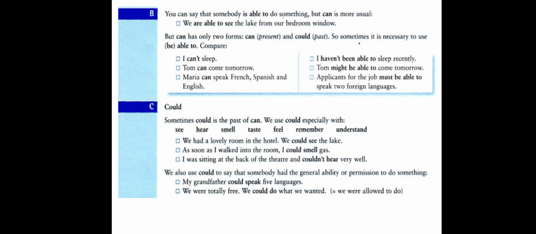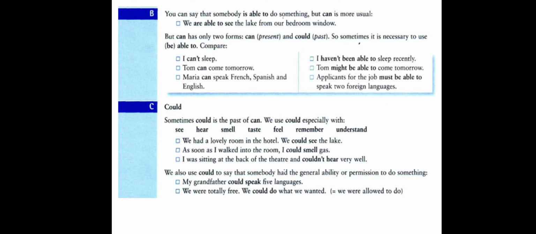And couldn't hear very well. We also use could to say that somebody had the general ability or permission to do something. Here the speaker is speaking about the past ability or the past permission. Otherwise, if it is a present ability or a present permission, we use can. But here the situation is about a past situation, so we use could.